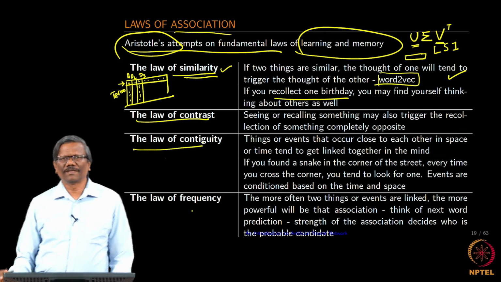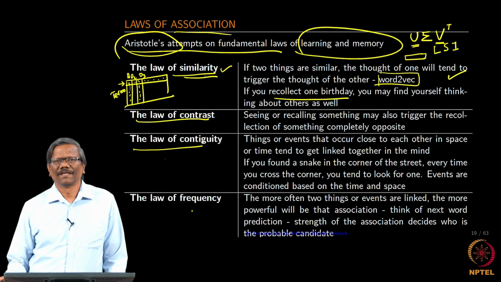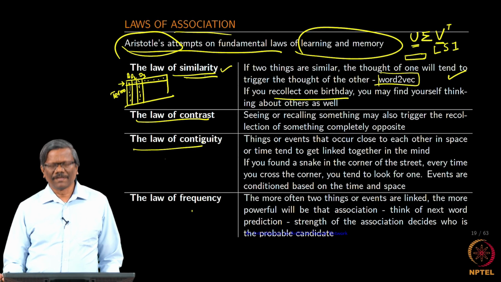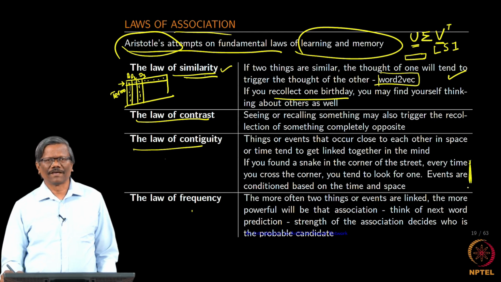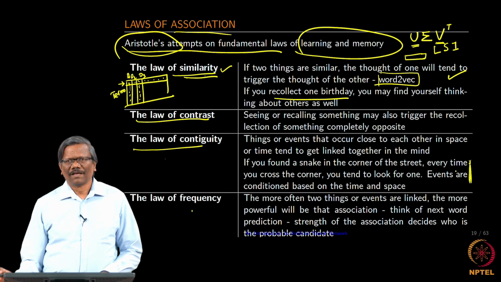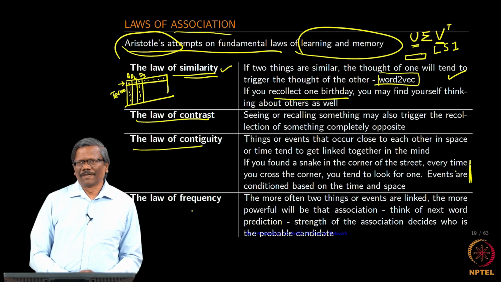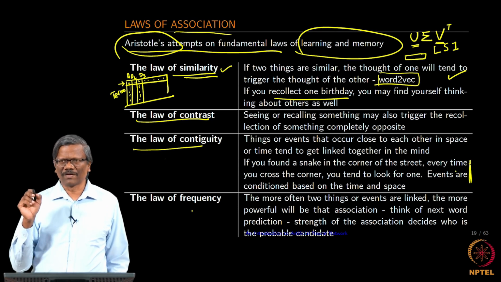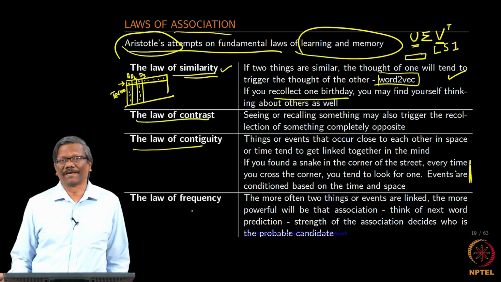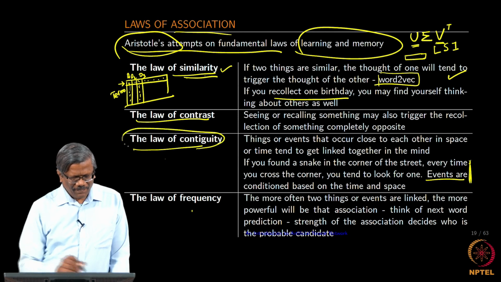Law of contiguity: things or events that occur close to each other in space or time tend to get linked together in the mind. Okay, so, that is a funny example that I have quoted here, but I think it is true in many cases. While walking back to your house, when you find a snake in one corner of the street today, and then you go to the same place every day from today onwards, you always tend to look into that corner to see if you can find a snake again. Okay. So, this you will call the law of contiguity.